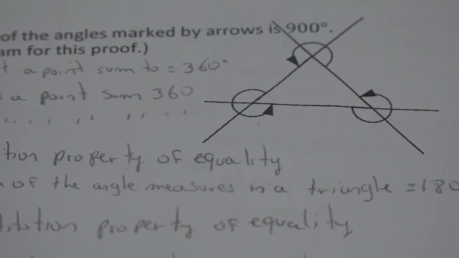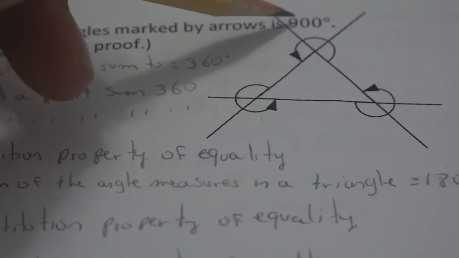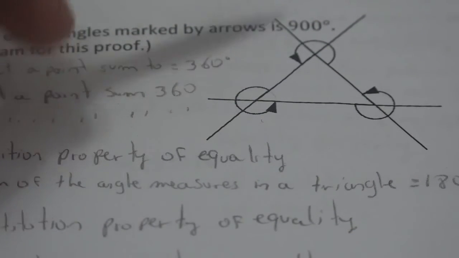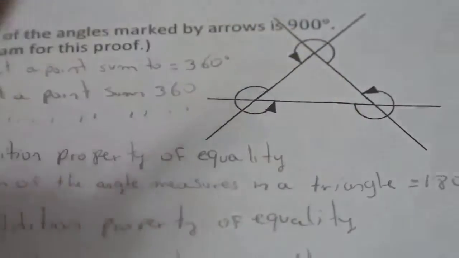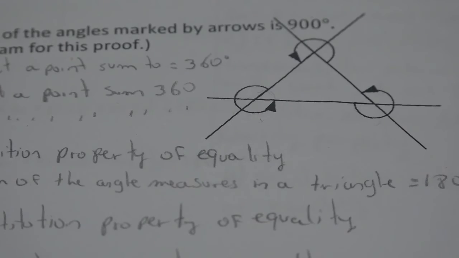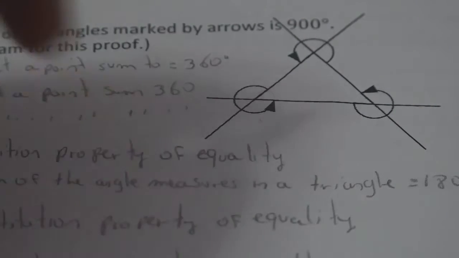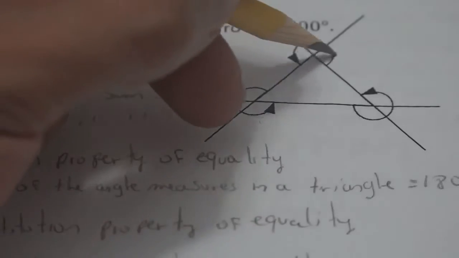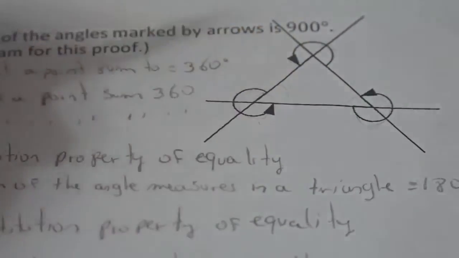All right. So now, I'm supposed to prove that this is 900. So think of it this way. 360, 360, 360. How much is that? Isn't that 1080 degrees? Yeah. But they only want this part, and this part. They don't want this angle, and this angle.